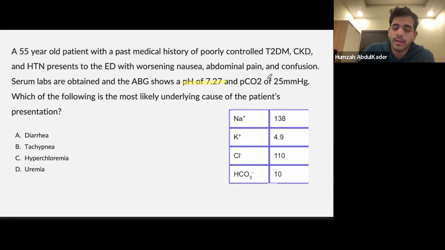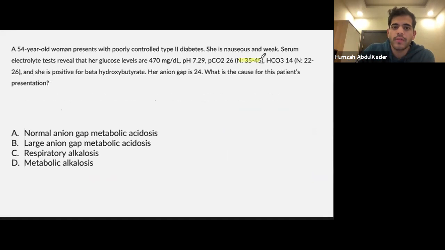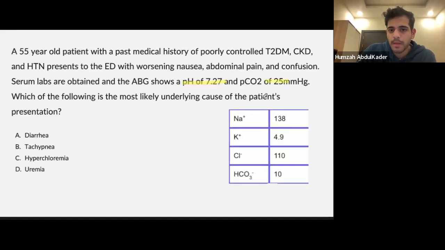In this case, if we go back to the other question, it gave the normal PCO2 values, 35 to 45. So in this case, it's low, so it's not the cause of acidosis. Then we look at the HCO3, it's also low. That means this is metabolic acidosis, as we said.